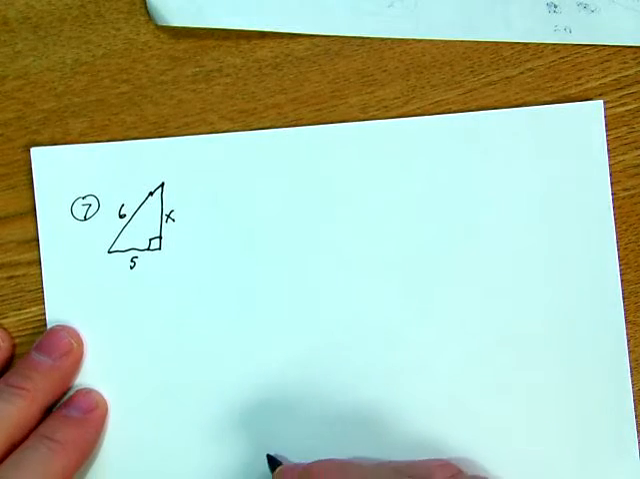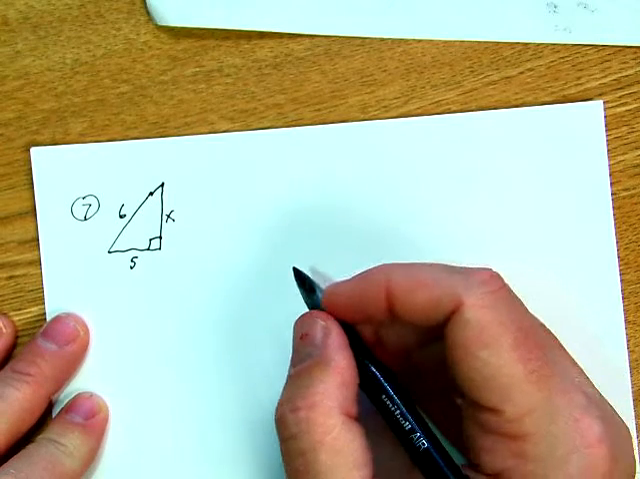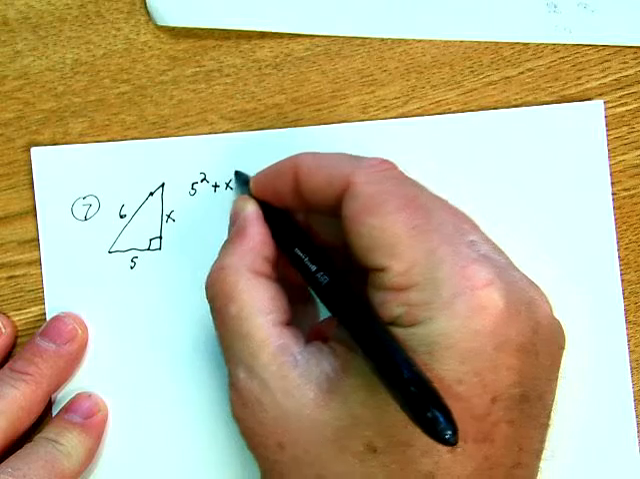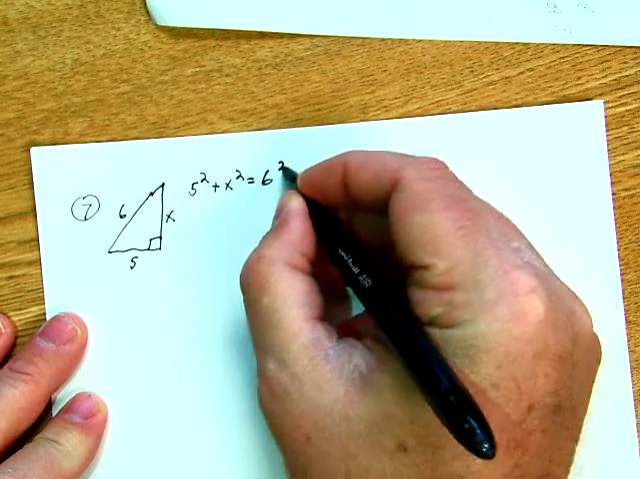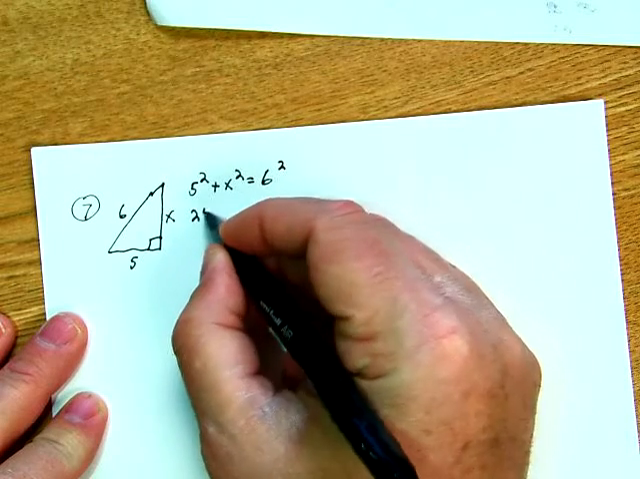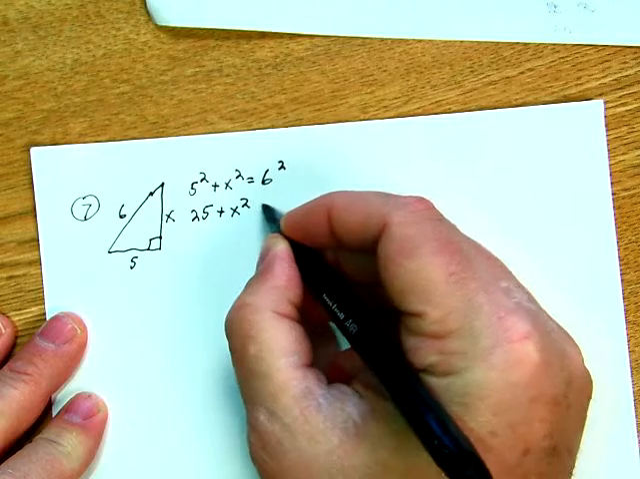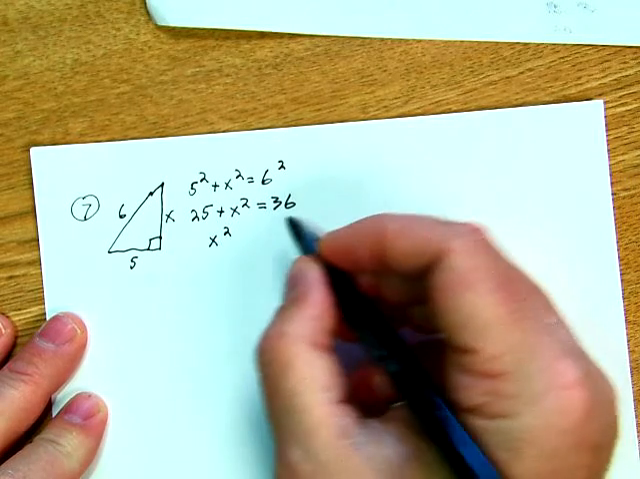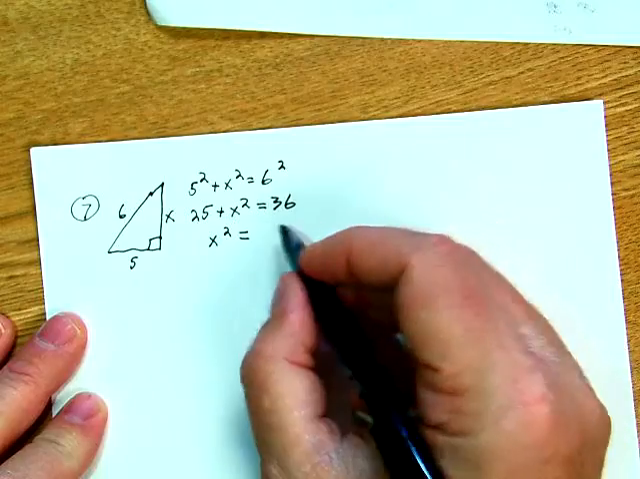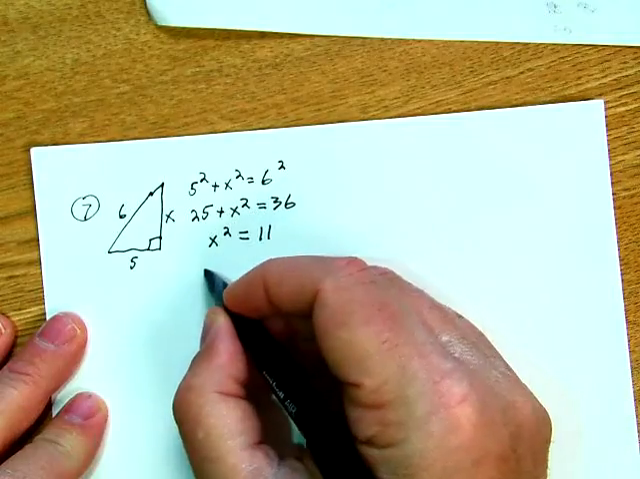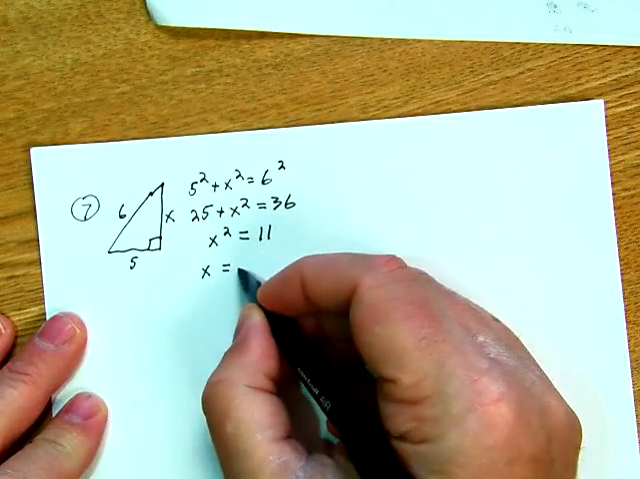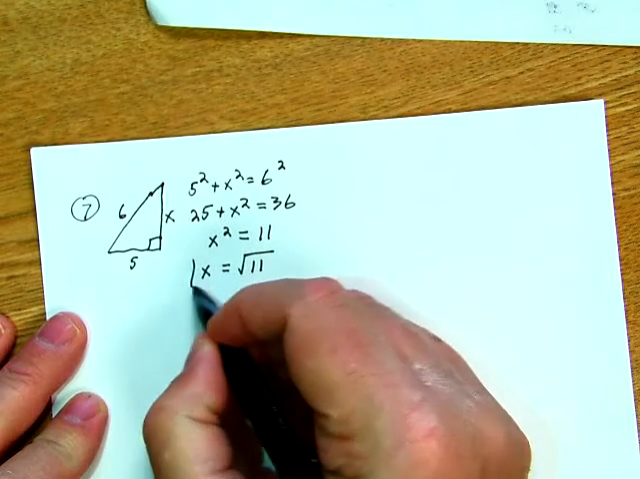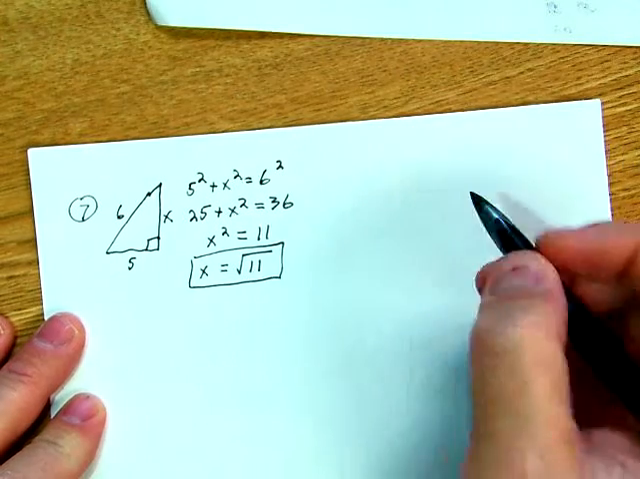Okay, so in this one, we're just going to use the Pythagorean theorem. We're going to say 5 squared plus x squared is equal to 6 squared. Gives us 25 plus x squared is equal to 36. We then have subtracting 25 from each side. We get x squared is equal to 11. And finally, x is equal to the square root of 11.